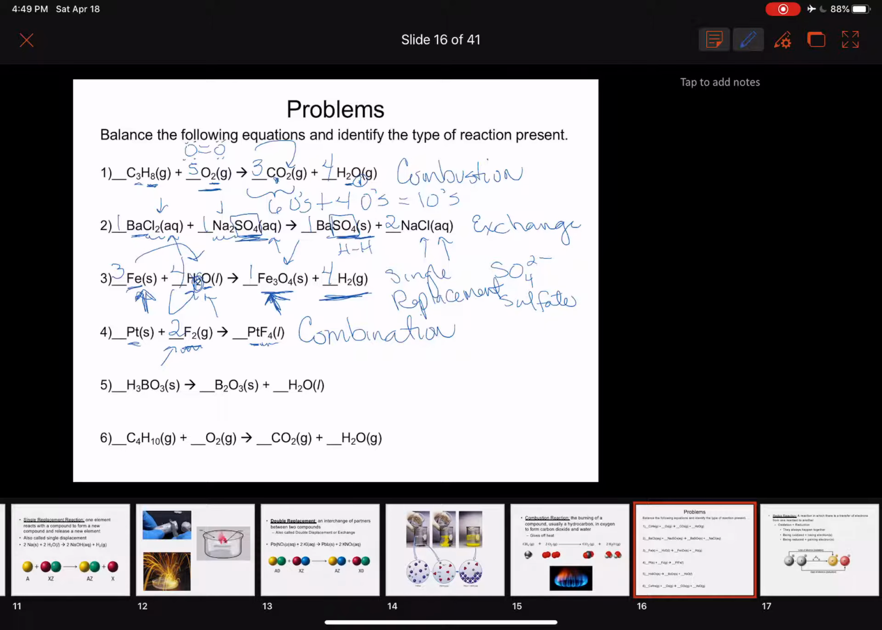All right, number 5, we have H3BO3, and that's going to bust up into 2 products, B2O3 and H2O. So when we have one reactant decomposing into 2 or more products, what kind of reaction is that? That's decomposition.